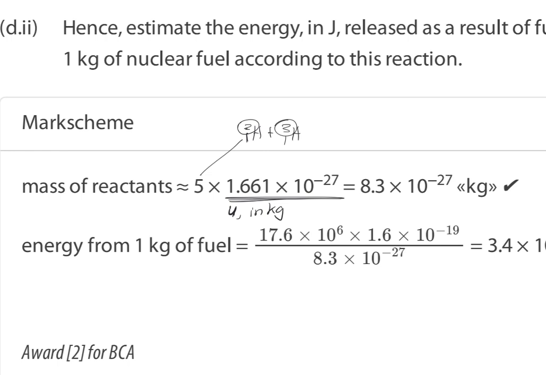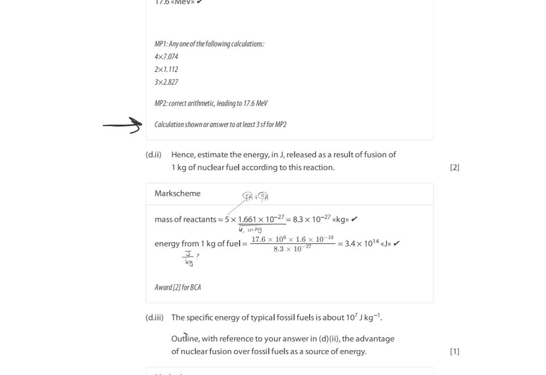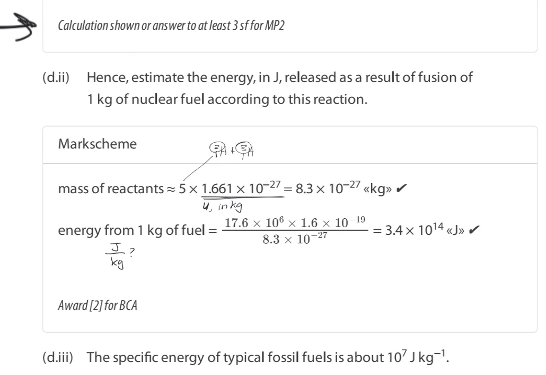Then when they ask for the energy from 1 kilogram of fuel, we're really looking at joules per kilogram here. The energy that we got from the previous problem was 17.6 mega electron volts worth of energy that we get out of the reaction. So there's our 17.6 times 10 to the 6, so it's 17.6 mega electron volts, but that's electron volts. We have to include the electron volt to joule conversion, the 1.6 times 10 to the negative 19 joules per electron volt. So now we're in joules, and we say joules per kilogram.